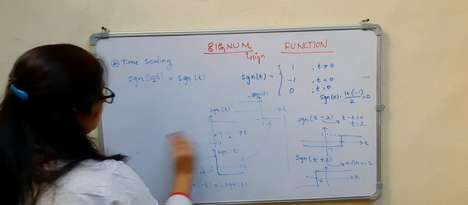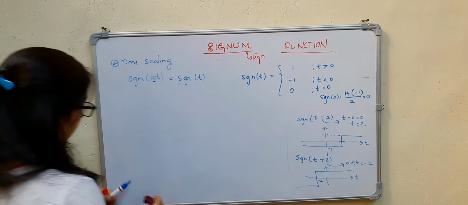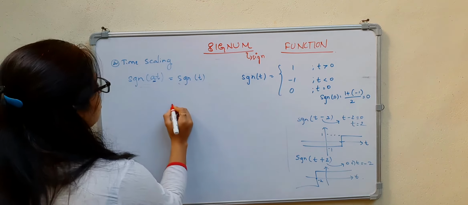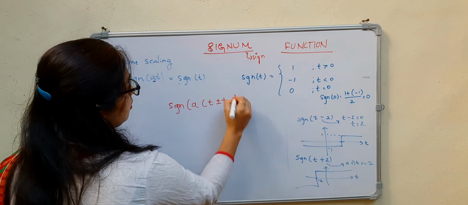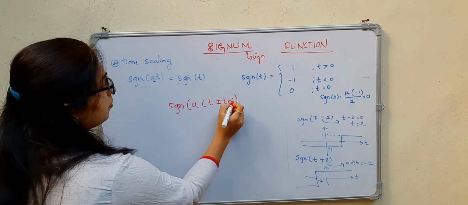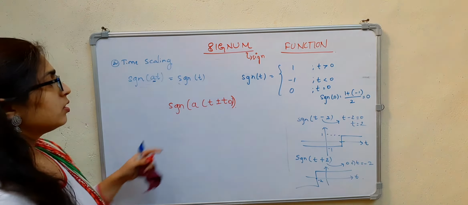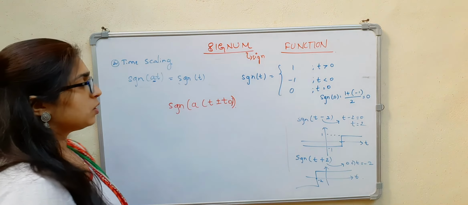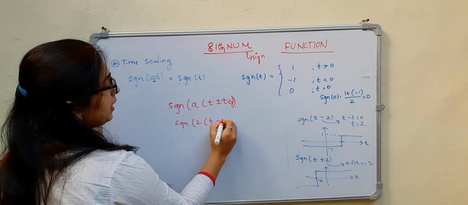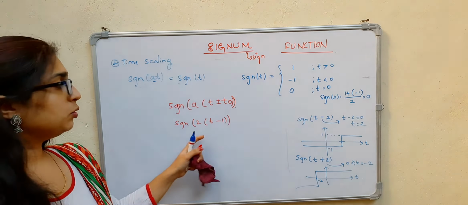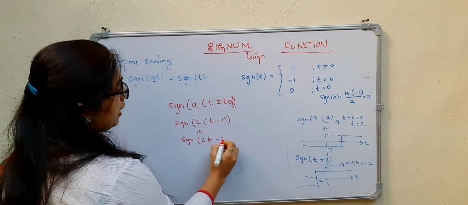Next, let me consider shifting with the scaling. Signum a of t plus or minus t naught. Like this, I will consider signum 2t minus 1. Signum 2t minus 1. This can be written as signum 2t minus 2, right?